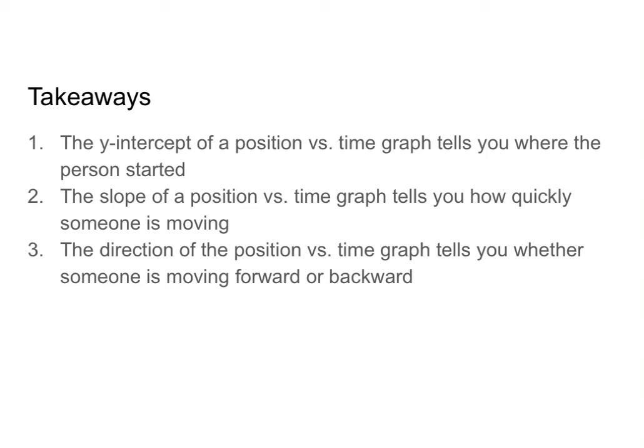So that's all I've got for you. Let's talk about some takeaways. First of all, the y-intercept of a position time graph tells you where the person or object started. The slope of a position time graph tells you how quickly someone is moving. And in proper physics terminology, the slope tells you their velocity. So it tells you their speed and it tells you their direction.